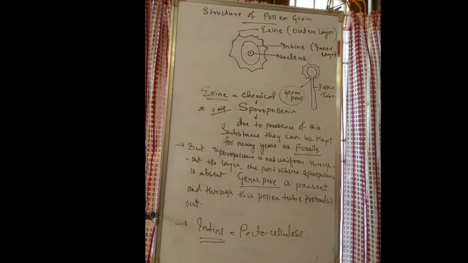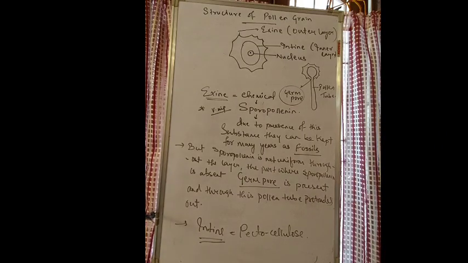pollen tube protrudes out. You can see on the right side I have drawn one figure. From the intine layer, the inside layer, the pollen tube comes out. And what is that part from which the pollen tube comes out? It is the germ pore. Remember, if the function of the germ pore is asked, it is the protrusion of the pollen tube. And sporopollenin, remember that, very important question.